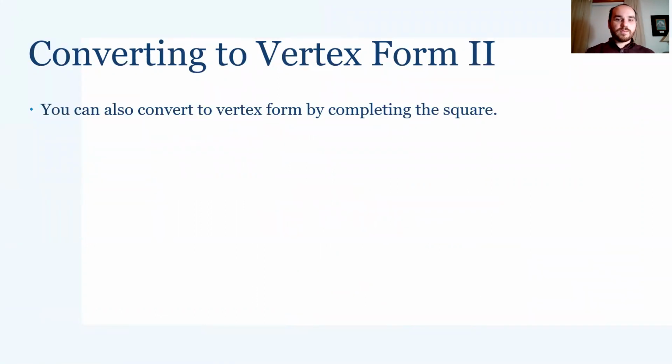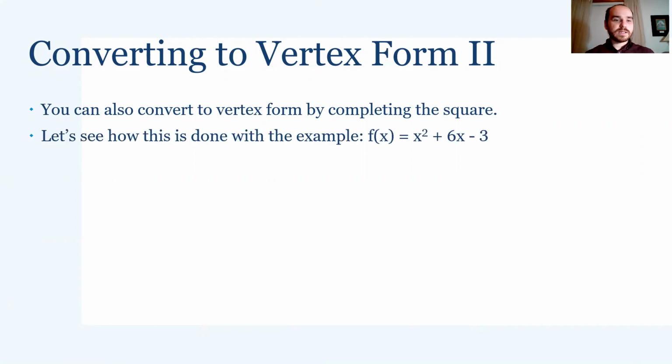Okay, converting to vertex form part 2. We can also convert to vertex form by completing the square. And this is a little bit trickier. Okay, and I didn't leave myself any hints, so cool. We're going to do this the old-fashioned fun way. So the first thing we want to do is complete the square.